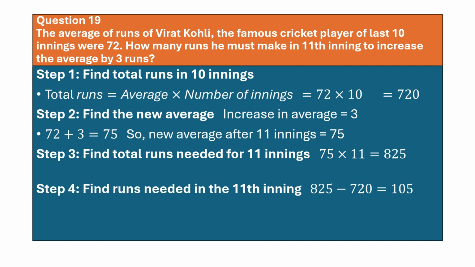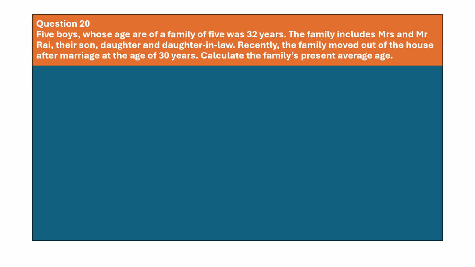Now what do we have to find here? We need to find the runs which are needed in the 11th inning. So again the same thing, you need to subtract 720 from 825, which will give you 105. So what is the answer? Answer is 105 runs.